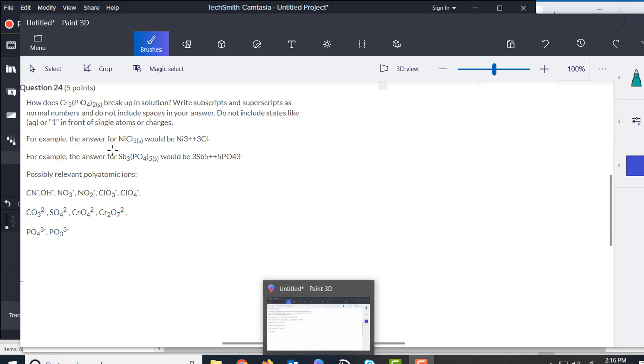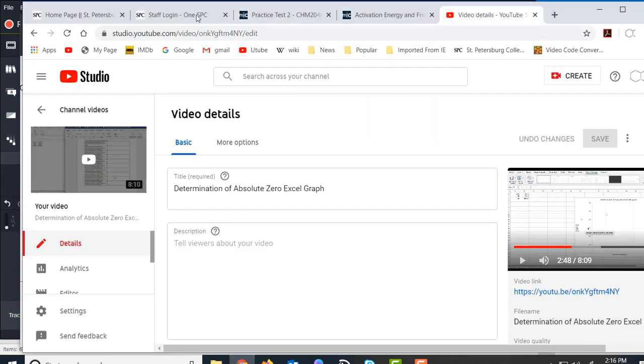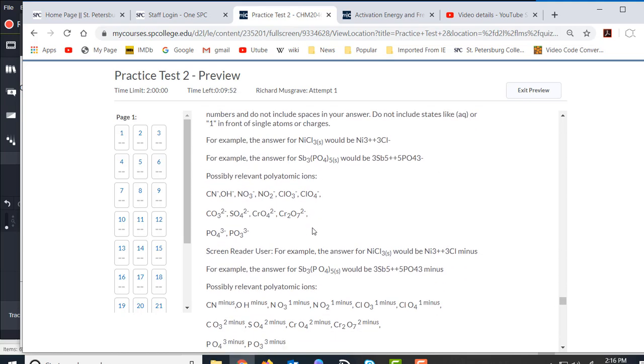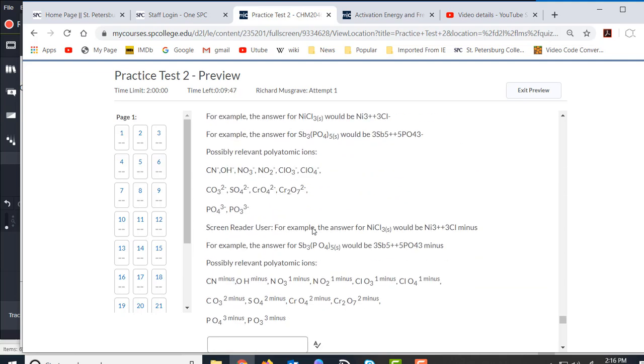Okay, so for these questions, these are the ones where we break up ions in solution. I'll show you where that goes. We've got problem 24, 25, 26, and 27.